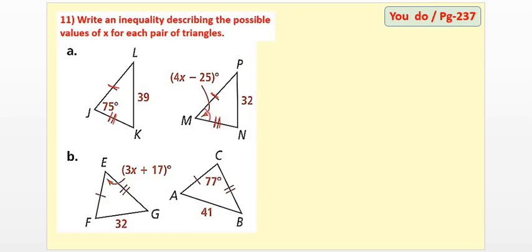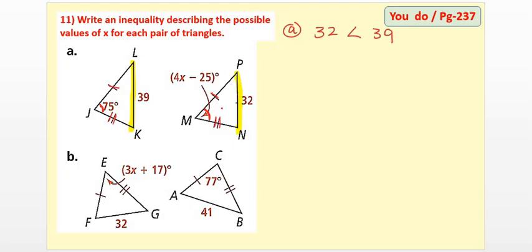When we look at this angle, we have to find the possible value of x, right? So that means we don't know the possible value of x over here. But when we look at the opposite side, here the opposite side is 32, and here the opposite side is 39. I'm solving A part, okay? So 32 is actually less than 39.